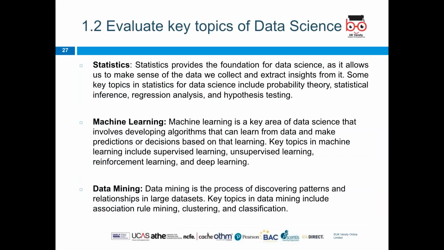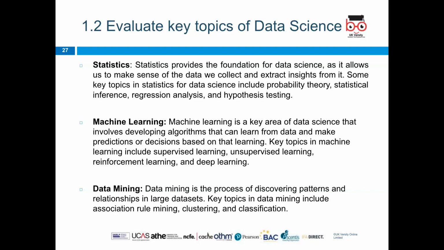In the beginning, we spoke about evaluating the key topics of data science. So over here, we'll be looking at that in more detail. What is statistics? Statistics provides the foundation for data science, as it allows us to make sense of the data we collect and extract insights from it. So key topics in statistics for data science include probability theory, statistical inference, regression analysis, and hypothesis testing.